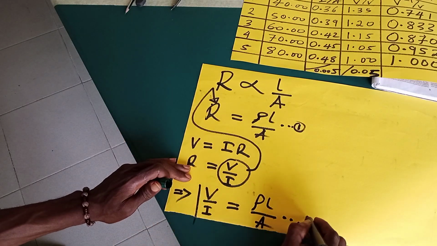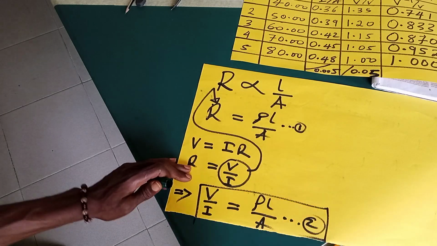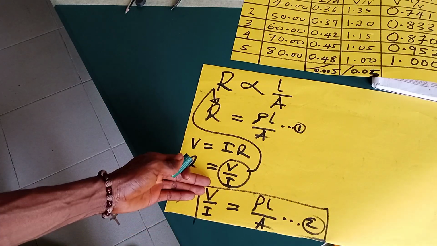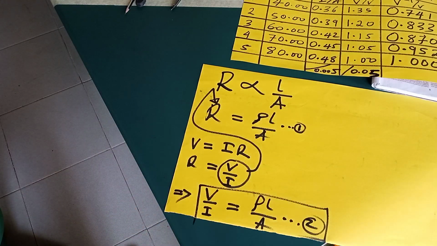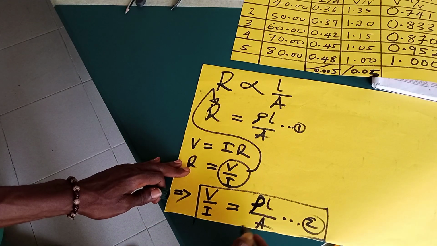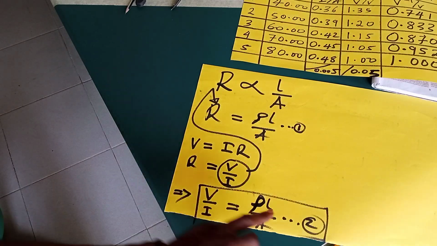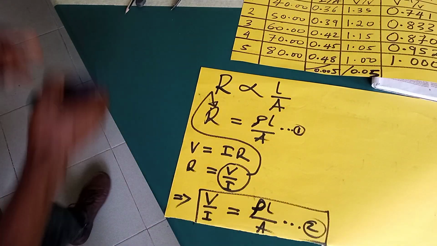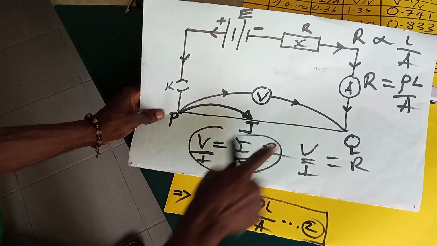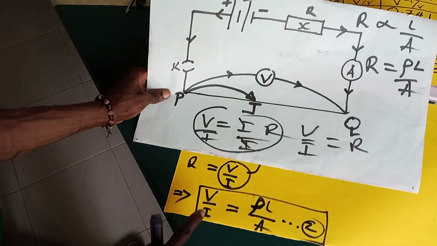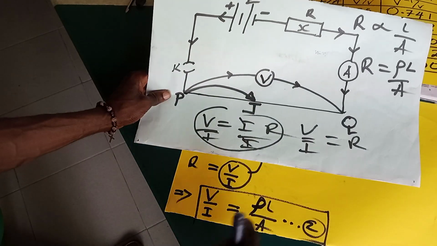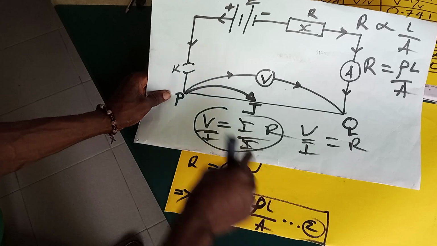This is equation number 2, where V is the voltage in volts, the PD in the circuit, I is the current in amperes, rho is the resistivity of the wire in ohm per meter square, and L is the length of the wire. So if you remember very well, in the circuit diagram we have the ammeter, and the I stands for the current. We have the voltmeter, and V stands for the voltmeter. We have PQ, and then the length L stands for PQ.